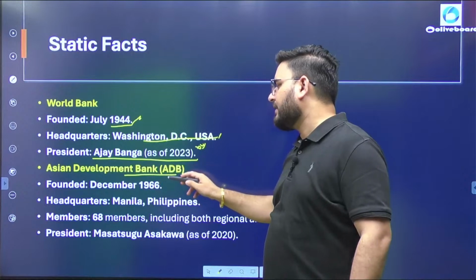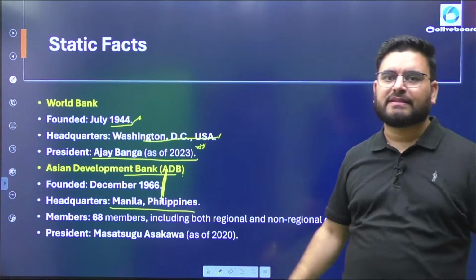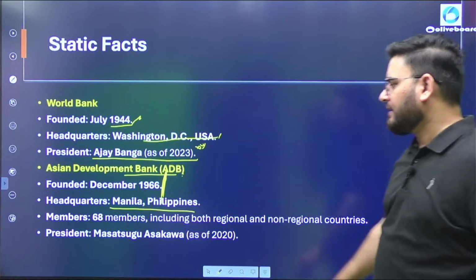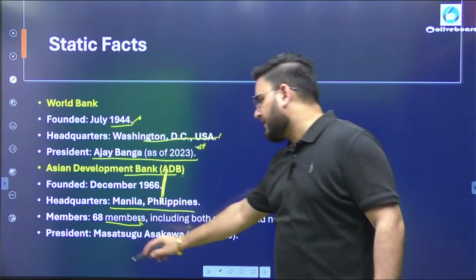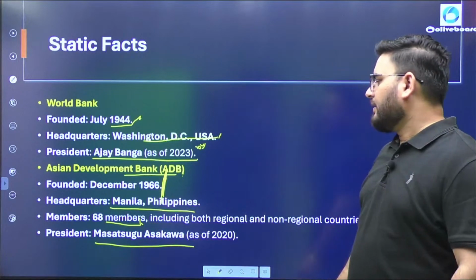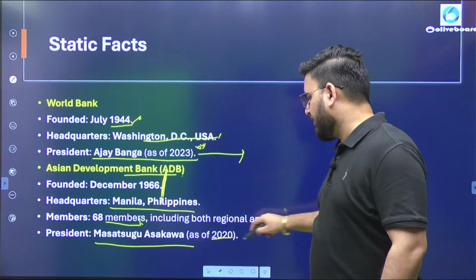Now coming to the Asian Development Bank, it was founded in 1966. The headquarters is in the capital of the Philippines, that is Manila. It presently has 68 members. Okay. The current president is Masatsugu Asakawa. So these two names you have to remember.